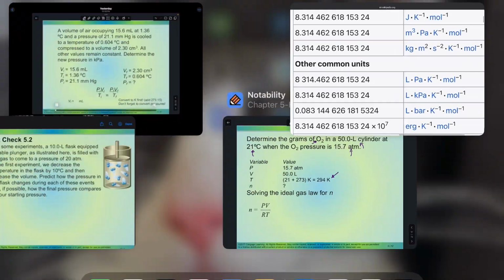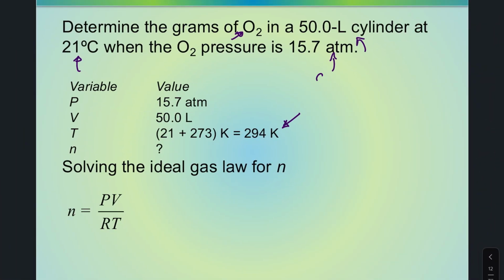And so we're going to use the 0.0821. This is a number that you probably just want to memorize. That is in liters times atmospheres per mole times Kelvin, and these units are all going to cancel out. But let's see what we are doing here.